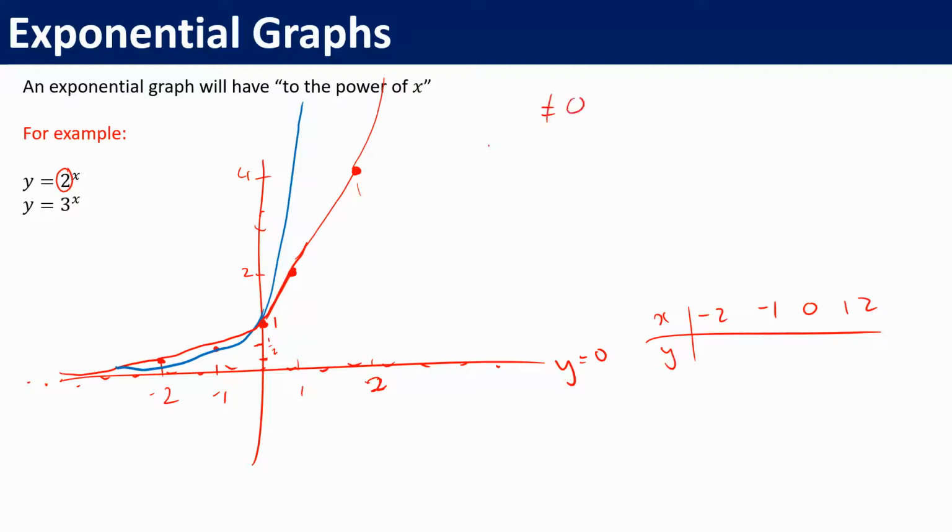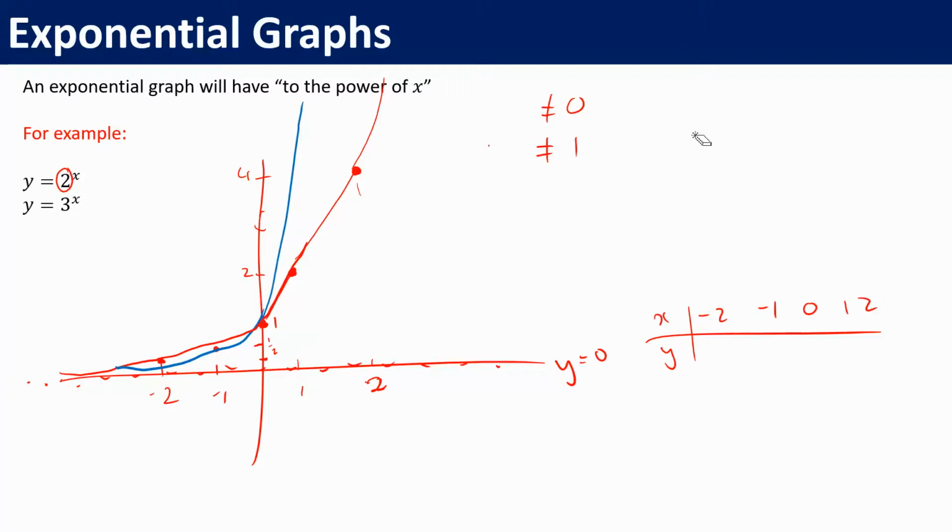What else can't it be? 1. Why can't it be 1? Can someone tell me why it can't be 1? Because then everything's 1. 1 to the power of anything is 1. So if you sketch 1 to the power of x, it's just a straight line. It's just 1. That's not exponential. So it can't be 0. It can't be 1. What about negative?